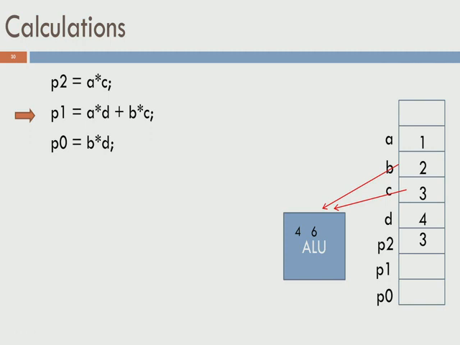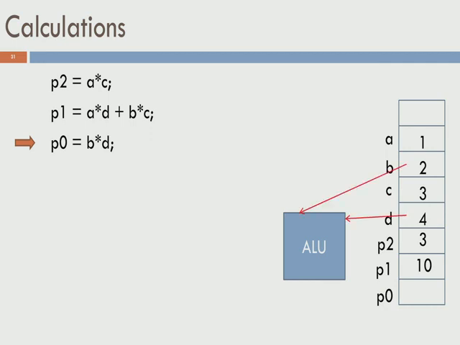At this point the ALU has 4 and 6, which are required for this addition operation to be performed. If you have only one of these operations, let us say A times D was available but B times C was not available, then the addition cannot be performed. But at this point of time you have both 4 and 6, and 4 plus 6 is executed by the ALU, the result is 10, and once you have the result you are ready to write it back into P1. So the right hand side is ready, we have the result, and we write the result into P1.